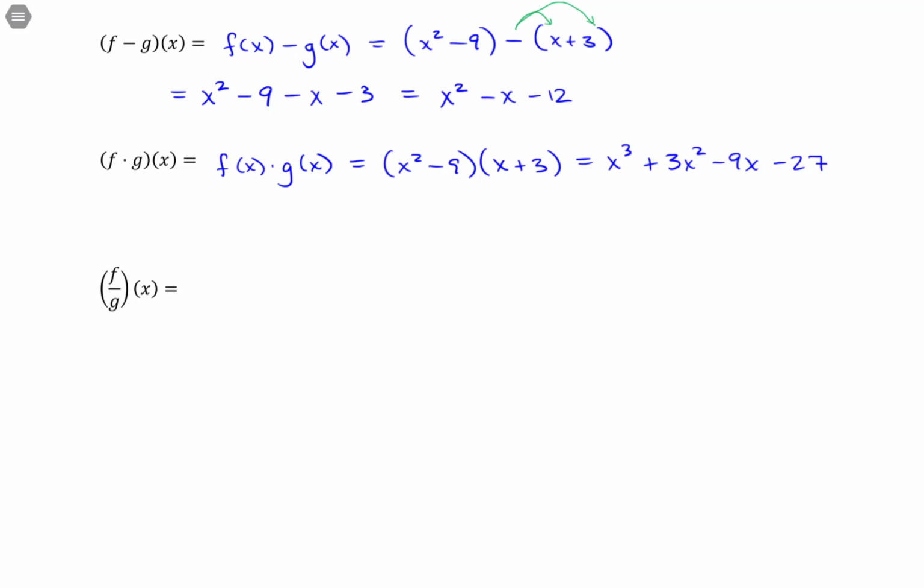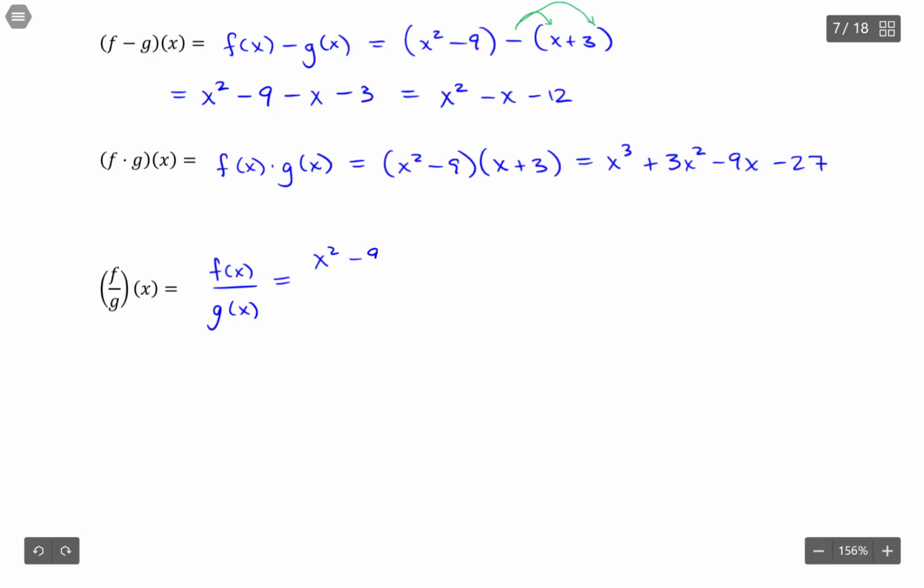f divided by g of x. This means to take the function f of x and divide it by the function g of x. So f of x is x squared minus 9. g of x is x plus 3. If it's possible to simplify, you should go ahead and do that. So here, if you'll notice that the numerator is factorable. It can factor using the difference of squares formula. So that means this would factor into x plus 3 times x minus 3.